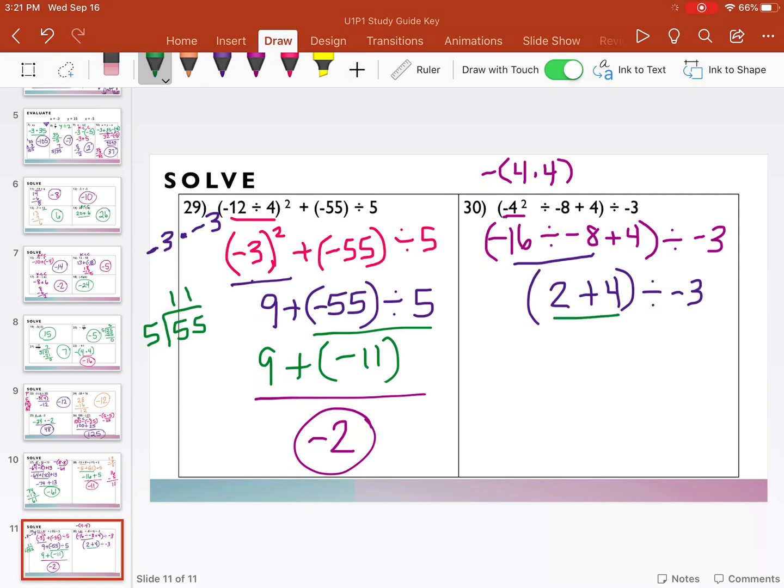Now I can finish these parentheses finally. So 2 plus 4 is 6. Divided by negative 3. Last step, 6 divided by negative 3. So 6 divided by 3 is 2. Positive divided by negative is negative. My answer is also negative 2.